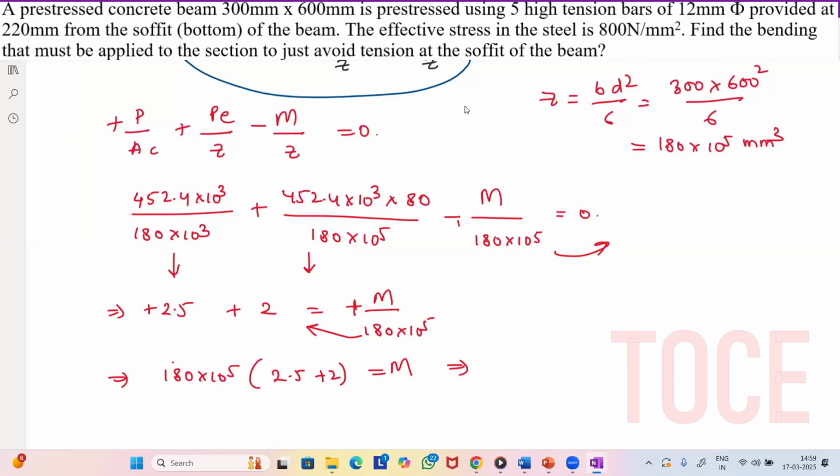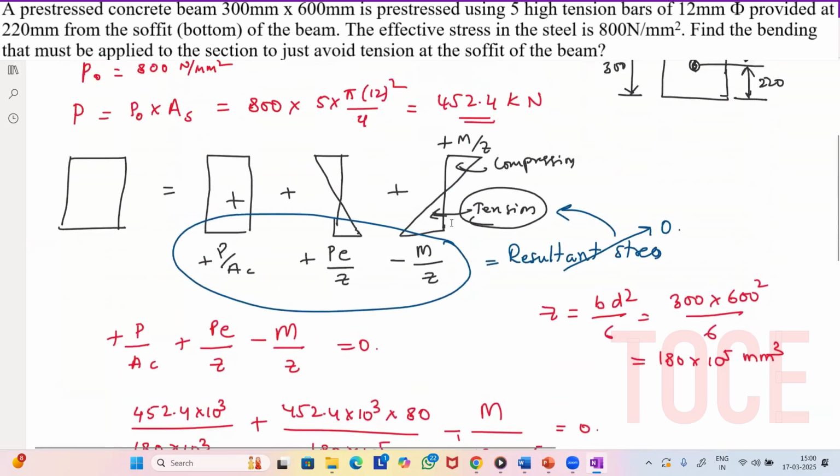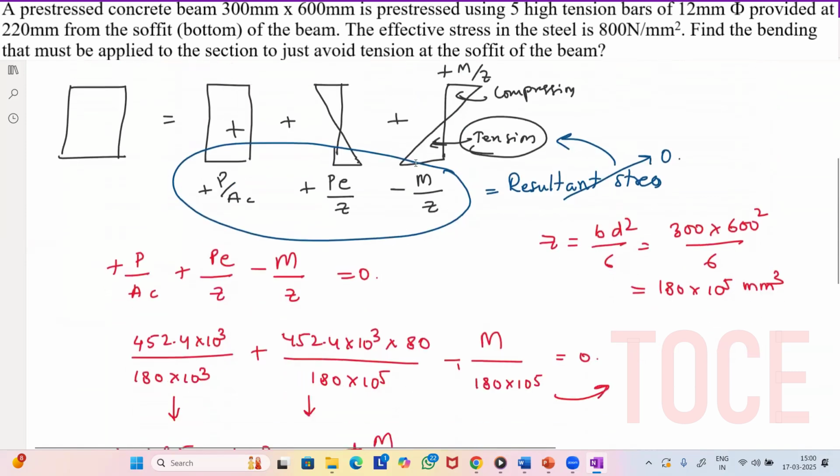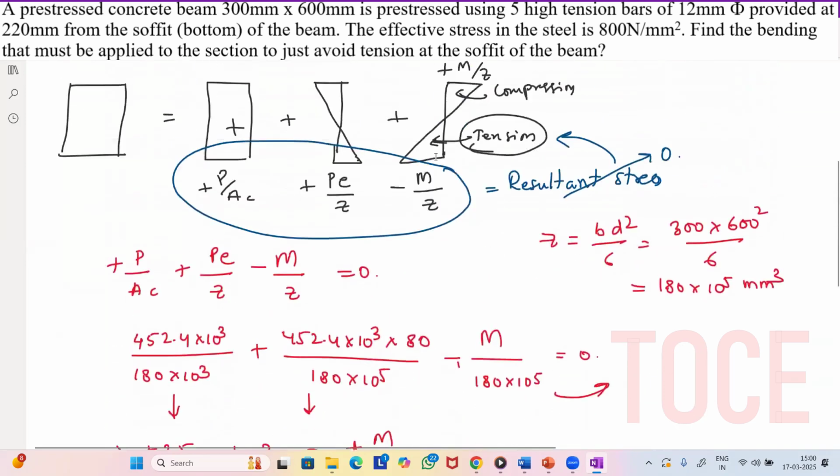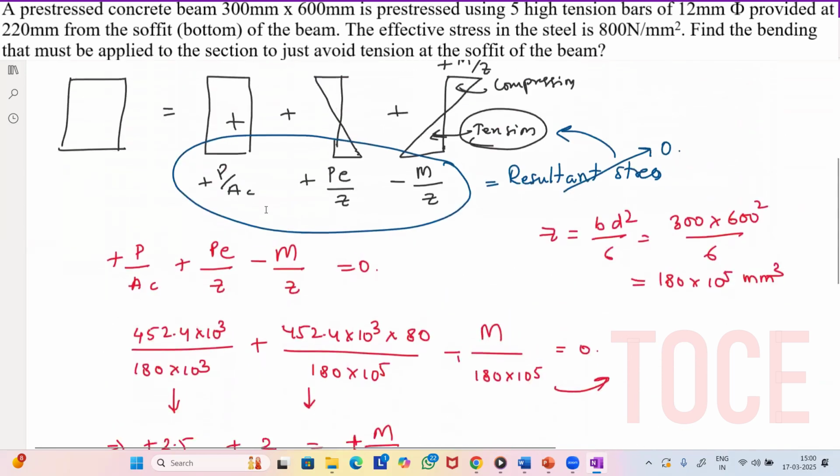So the moment equals 81 into 10 to the power of 6 Newton mm. That means it is 81 kilonewton meter. So this is the moment required in order to make the tension at the bottom 0. Or let us check whether the stress at the bottom is tension free, that is 0. Just add up the stresses at this level.